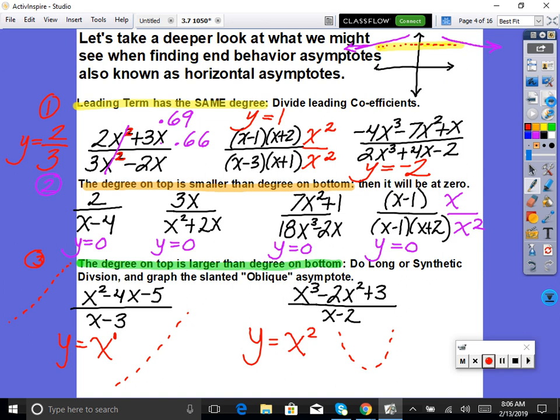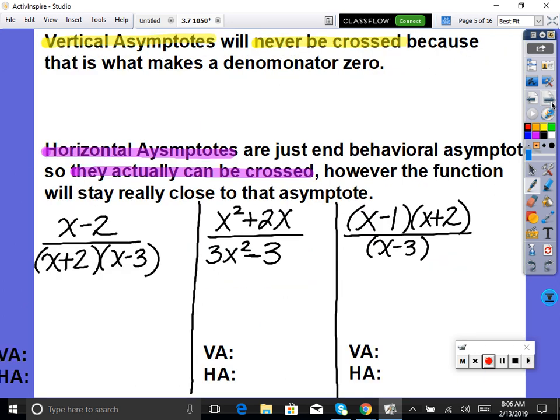Okay, so let's practice our abilities. We have vertical asymptotes, which we know will never be crossed because you cannot divide by 0, and that's where they come from, the denominator being 0. Horizontal asymptotes are just end behavior asymptotes, what's happening at the far right and left of your graph. They can be crossed, but they will still hug it. They will not stray away from the asymptote. So let's just practice. Honestly, guys, if you can do this part, the graphing part comes easy after this. This is the hard part of the lesson, being able to determine the asymptotes. So here we go.